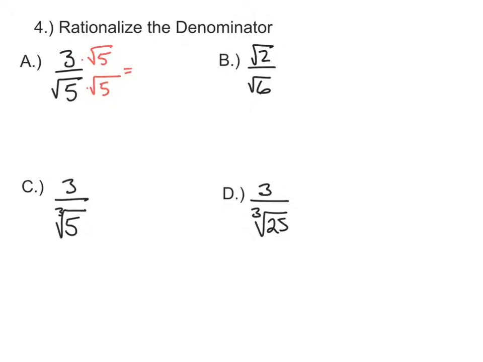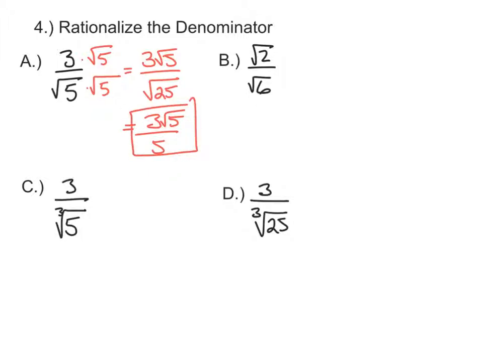When we multiply those two together in the numerator, 3 times the square root of 5 is 3 square root of 5. But in the denominator, square root of 5 times square root of 5 is square root of 25. Simplifying that denominator, the numerator will stay the same, and the denominator, square root of 25, will turn into 5.